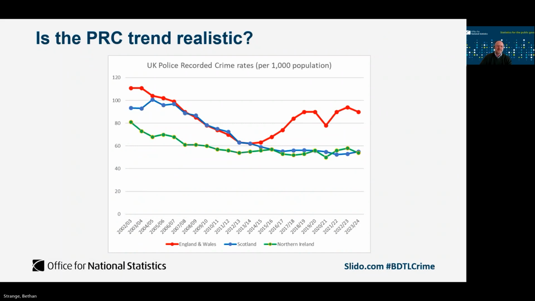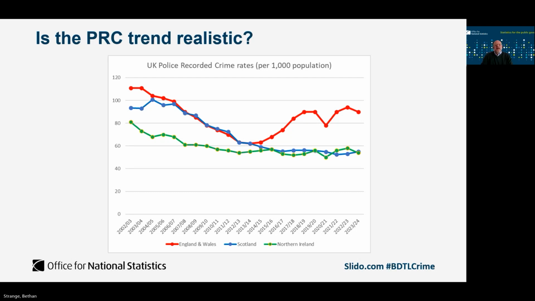So let's ask that same question we asked of the crime survey. Is that trend we see in the England and Wales police recorded crime number realistic? And again, we can compare against very similar jurisdictions, Scotland and Northern Ireland. In this case, I'm looking at rates per thousand population. So the red line is England and Wales, a similar pattern to what you've seen on the previous slides. The blue line is Scotland and the green line is Northern Ireland.